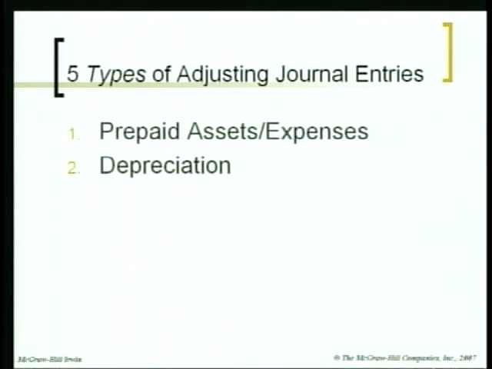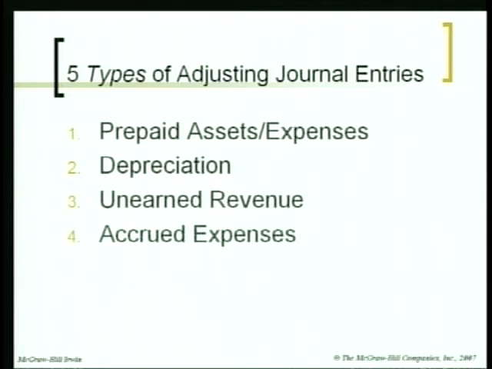There is an AJE in regards to depreciation. You've probably heard that term before. There is an AJE in regards to unearned revenue. And what type of account is unearned revenue? It's a liability. There is an AJE in regards to what we will talk about as an accrued expense. And lastly, the 5th category of AJEs are those having to do with accrued revenues. Are you with me? Okay?